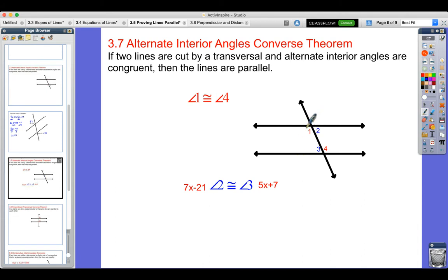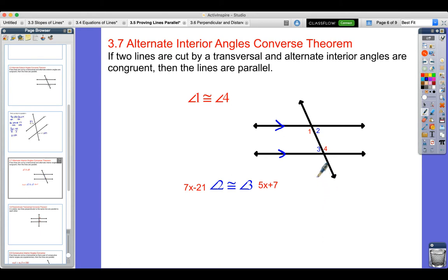Remember, these are the two angles on opposite sides of the transversal, but both in between the two parallel lines. So 1 and 4, 3 and 2. If we can prove that these two equal each other and these two equal each other, that proves that the lines are parallel. That's what we're trying to do.